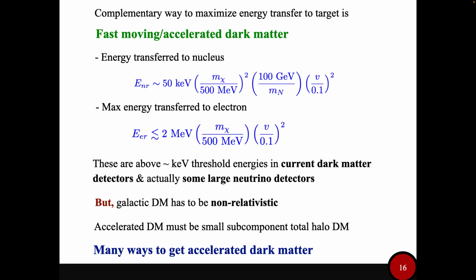can give a 50 keV recoil and about a 2 MeV electron recoil. Remember that the thresholds that were set by those experiments were about a keV. So now 50 keV is well above those, and 2 MeV is also well above those thresholds. Not only that, it's also above the thresholds that are set by really large volume neutrino experiments.